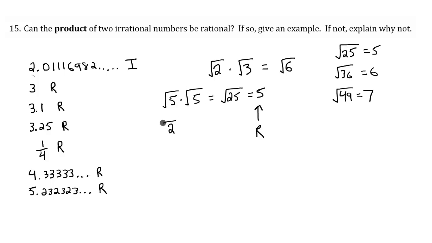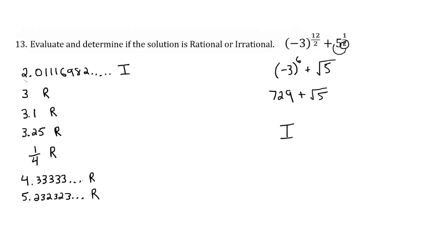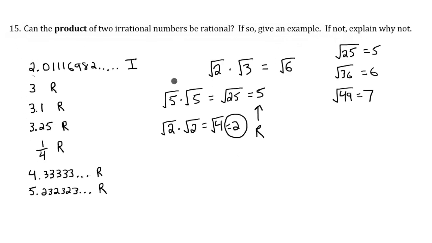You could do the square root of 2, which is irrational, times the square root of 2. That gives us the square root of 4. And the square root of 4 is equal to 2. And that, again, is a rational number. So to recap, we had question number 11, moved on to 12, we did 13, 14, and 15. All of these we're working with rational or irrational numbers.